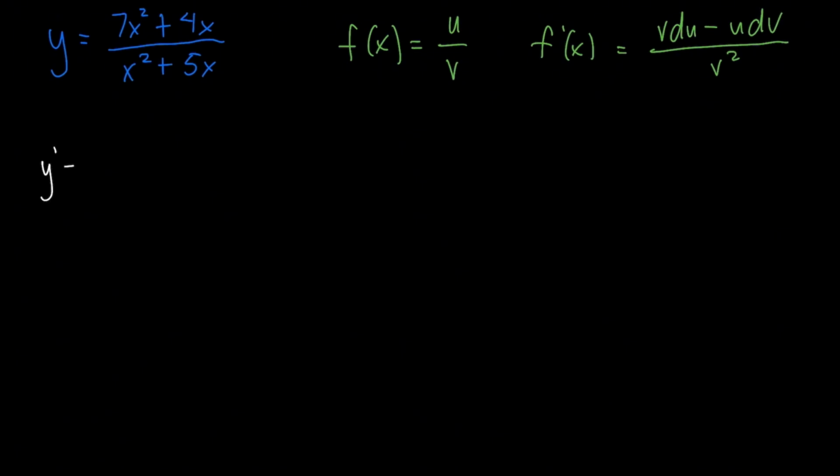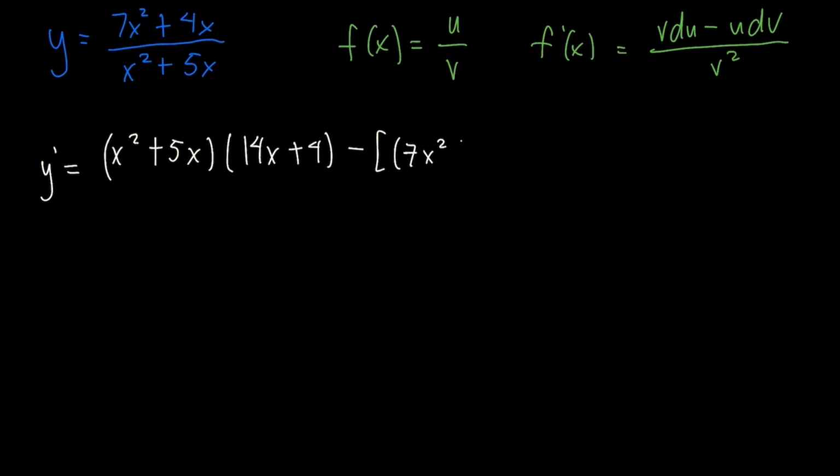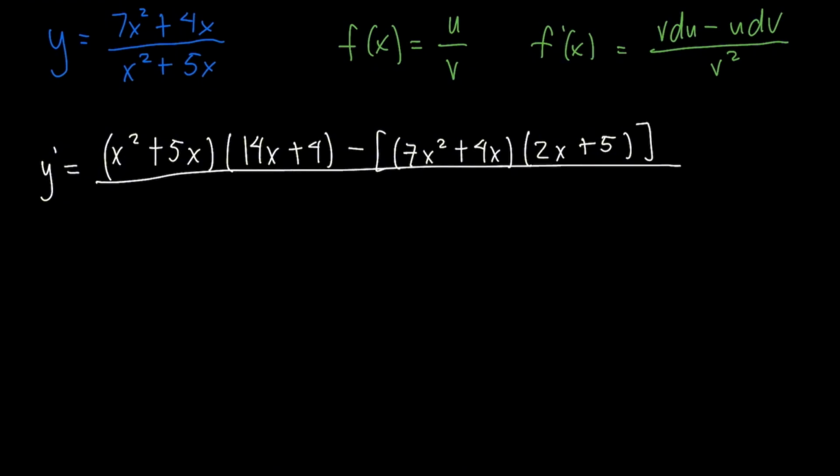So let's now solve. Y prime is equal to, so let's copy the v, which is x squared plus 5x. Then let's derive the u, which is 14x plus 4 minus, let's copy the u, which is 7x squared plus 4x. Then let's derive the v, 2x plus 5 all over v squared, x squared plus 5x quantity squared.